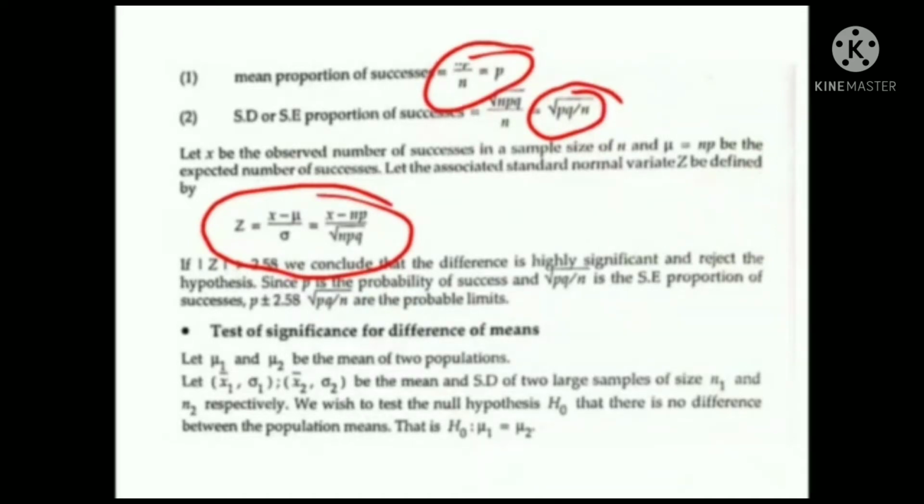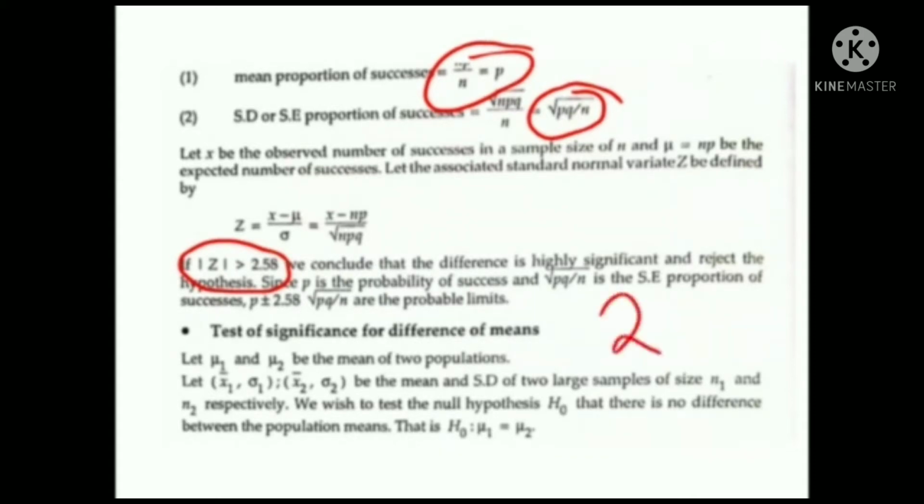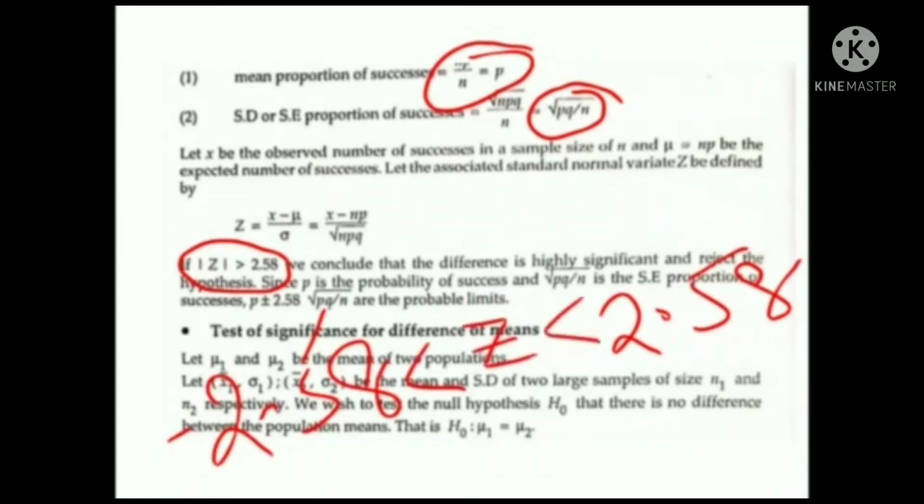One should remember always that for the hypothesis to be accepted, the Z value should lie within the range of plus or minus 2.58. If it is greater than 2.58 or less than minus 2.58, then the suggested hypothesis will not be accepted. If it is only in this range, then it is accepted, else rejected. That is how it is. Understood?